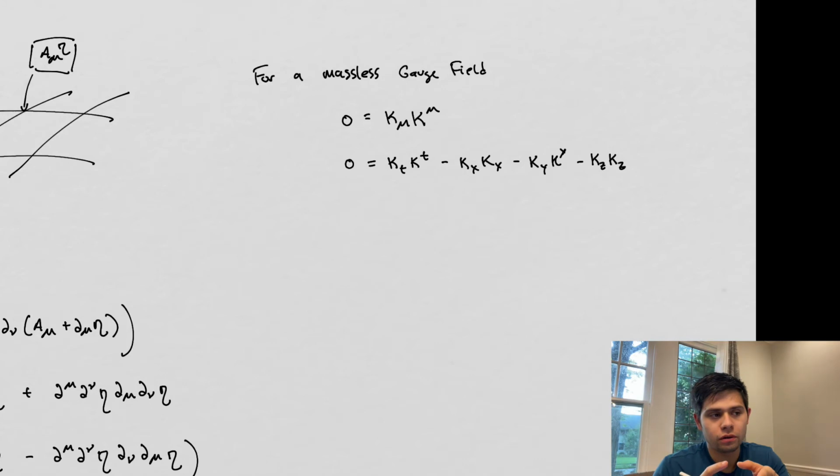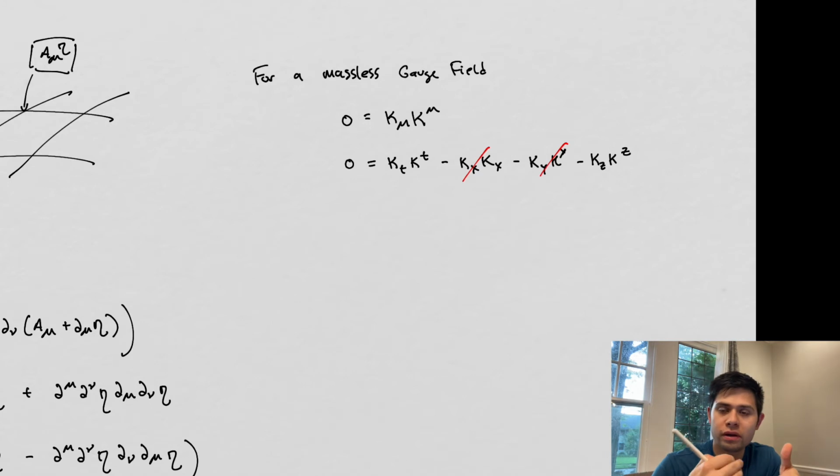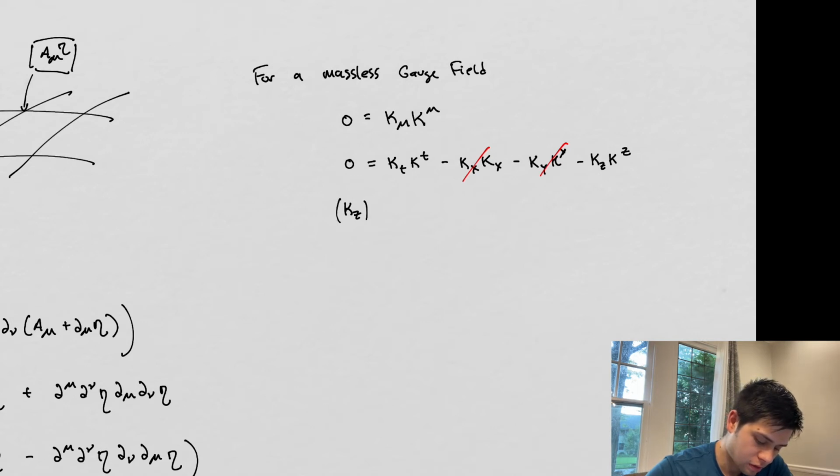And if our gauge field is traveling in one direction, we could just say the z direction. Then these two are 0, since the momentum in x and y is 0. And we can say, therefore, that kz squared is equal to kt squared. So kz is equal to kt.